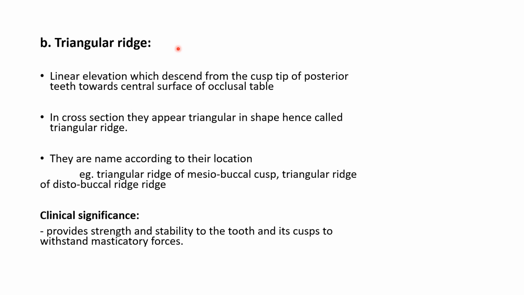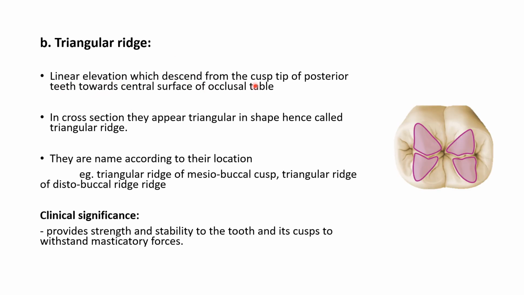Then coming to the triangular ridges. Again, a ridge is a linear elevation, which descends from the cusp tip towards the central surface of the occlusal table. Mainly, triangular ridges are present on the posterior teeth. It starts from the cusp tip and comes toward the central area of the tooth. In cross section they appear triangular in shape. If you take a cross section of this ridge, it will appear triangular, hence called triangular ridges.